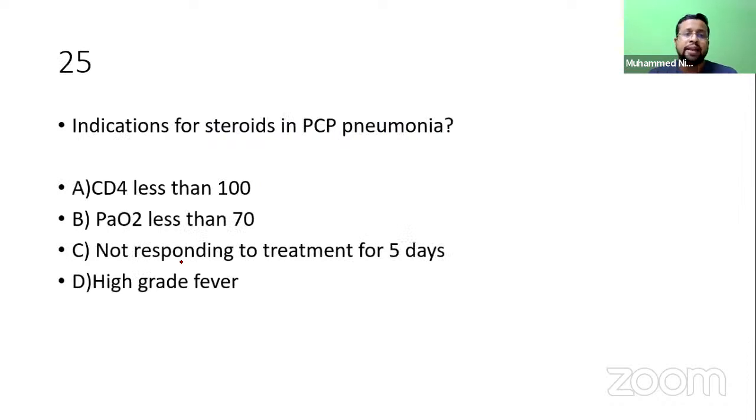And the last question: indication for steroids in PCP pneumonia. Again, I'm happy that this was also discussed in the QRP session. The options were CD4 less than 100, PO2 less than 70, non-response to treatment for 5 days, high-grade fever. So what is the indication for steroids in PCP pneumonia? We have discussed this in detail.